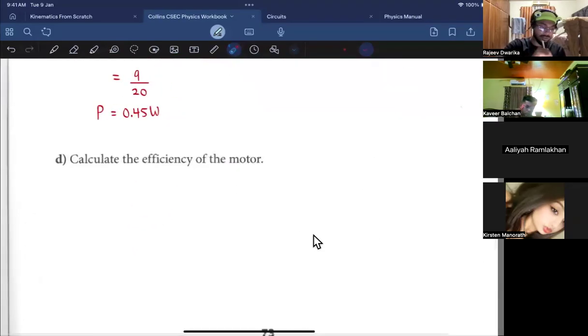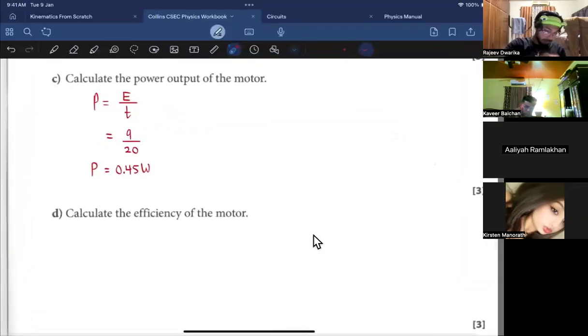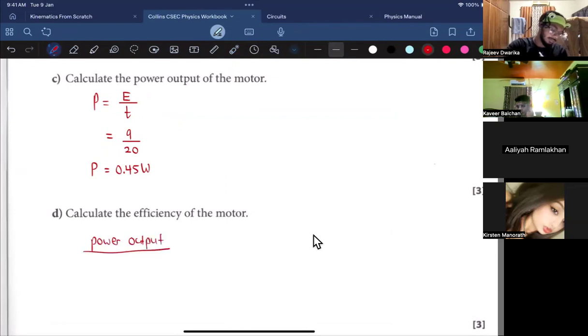If you want to figure out the efficiency, it's the power output all over the power input multiplied by 100. We're comparing how much power we need for the output versus how much power we need to supply.